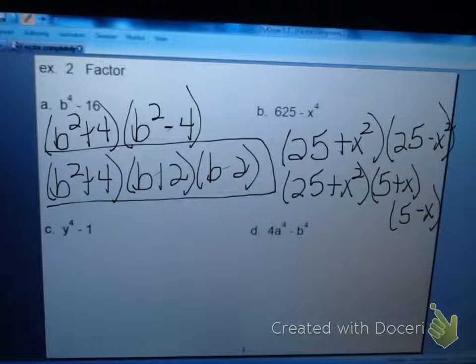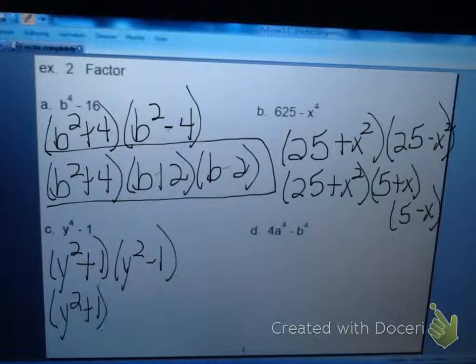Y to the 4th minus 1, that's a difference of two perfect squares. That factors into y squared plus 1 times y squared minus 1. Again, you cannot do anything with the y squared plus 1. The y squared minus 1, that's a difference of two perfect squares that factors into y plus 1 times y minus 1.